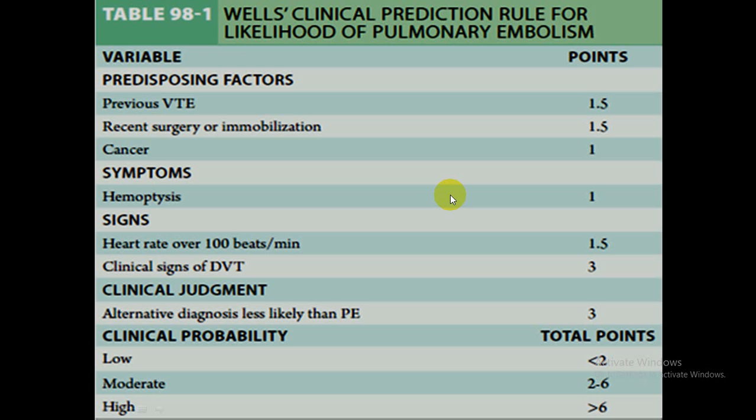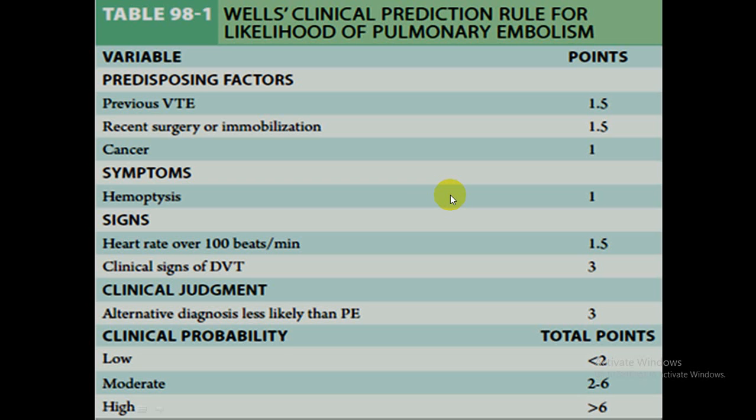If the points are less than 2 and the patient has a negative D-dimer, then the likelihood for thromboembolism is low and the diagnosis is cancelled. If moderate, we go for more investigation. If high, we go for diagnosis. So these points make the likelihood for embolism either low, moderate, or high.